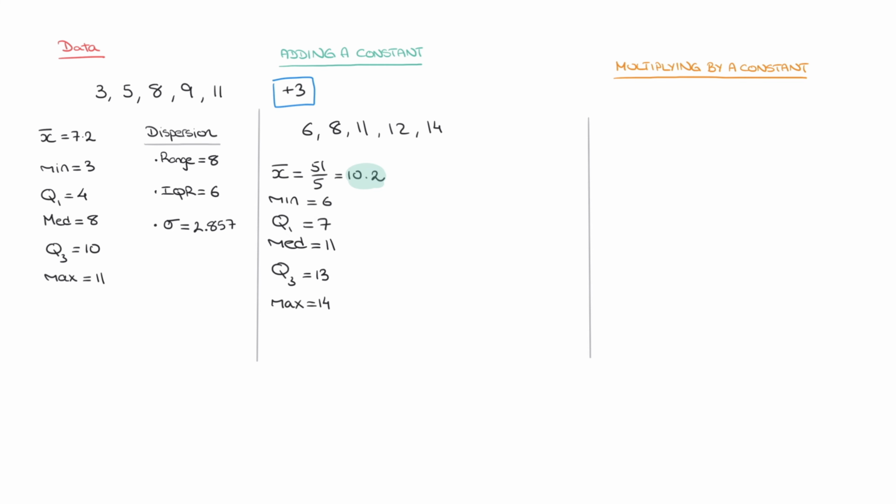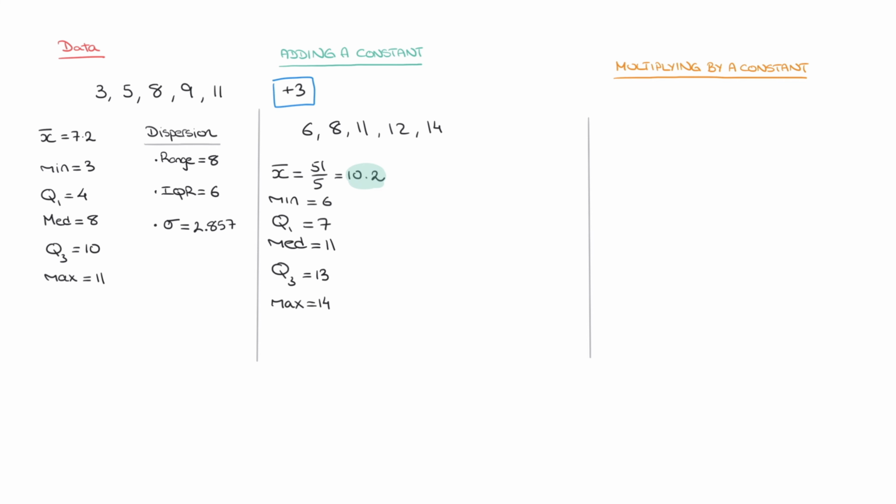And so what we notice here, and what will always be the case, is that if we add a number to all of the values in our list of data, then all of these statistical measures, so the mean, the minimum value, lower quartile, median, upper quartile, and maximum value, will simply be increased by the number that we add. And I should say, if we were to subtract a number from each of these values, the same thing would happen. But what about the measures of dispersion?